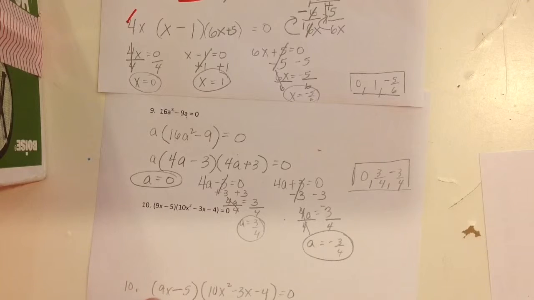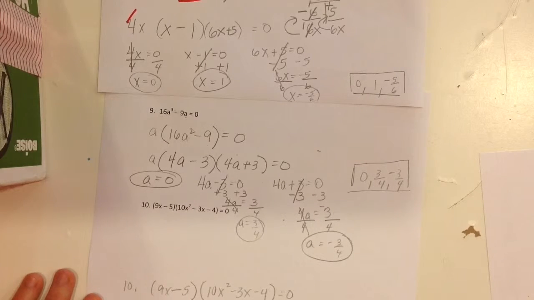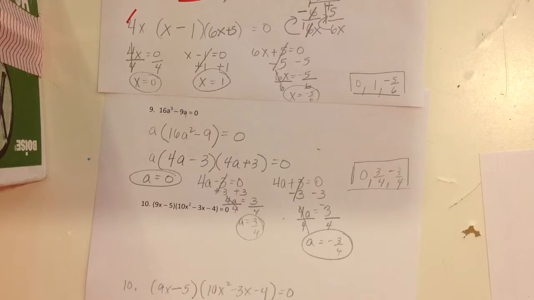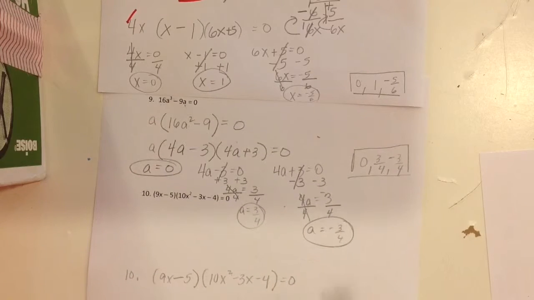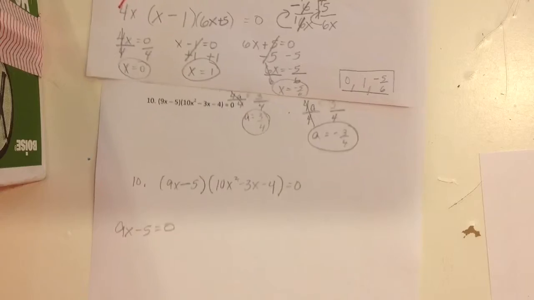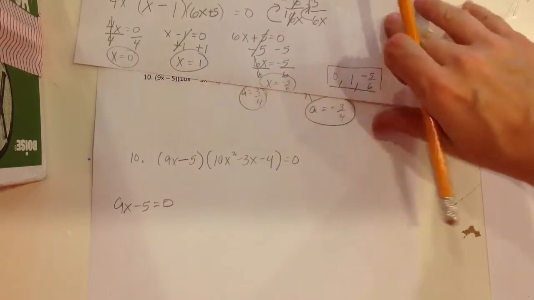Okay? So this means that this 9x minus 5 can come down into my answer. And the reason why is because if we have an equal 0, you always want to make sure, if it's in factored form, that everything has x to the first power, and this one does not. So since this one does, this is already done, I'm going to bring it down to my answer. For my 10x squared minus 3x minus 4, I need to go ahead and factor that one further.